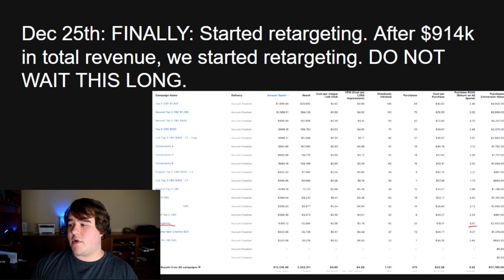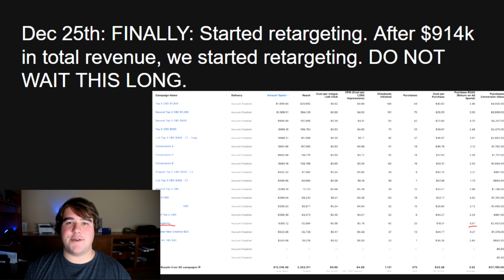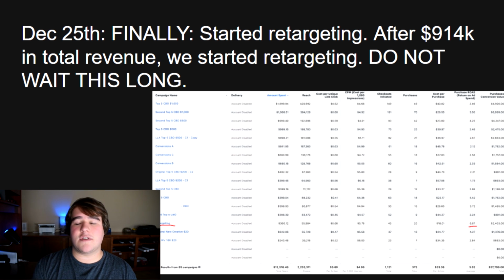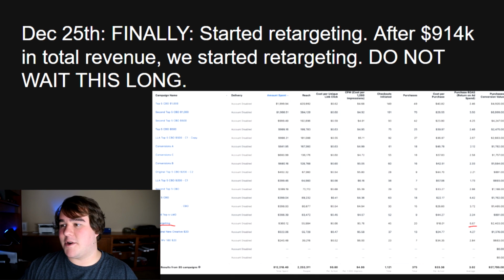At this point, we had 900K in revenue on the actual store. So we waited until almost 1 million in sales to start retargeting. You definitely should not do that. The reason we did is basically because our cold traffic was doing so good. The next best move was always just making a new cold traffic campaign. Looking back, we should have done it probably within the first couple weeks of launching, because we definitely left a lot of money on the table, but whatever.